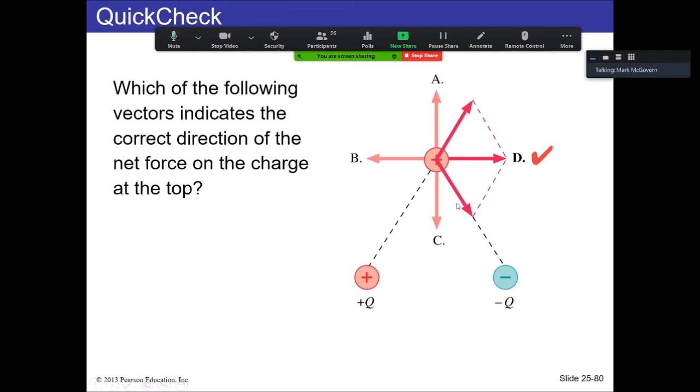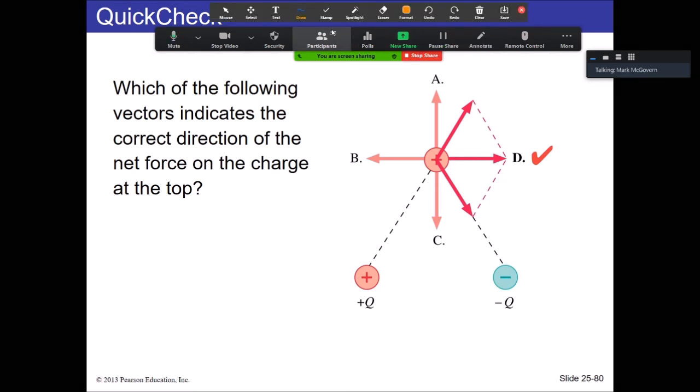Okay? The symmetry here is that these charges are symmetric about a vertical axis here. And as a result of that, their vertical components will cancel. There will just be horizontal components here. Let's do a problem.